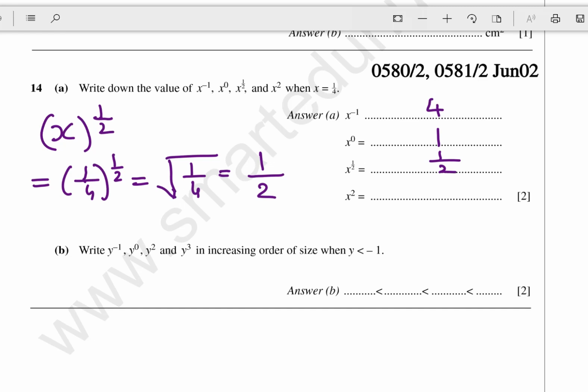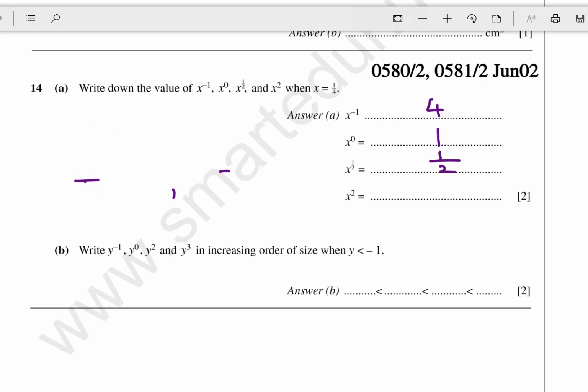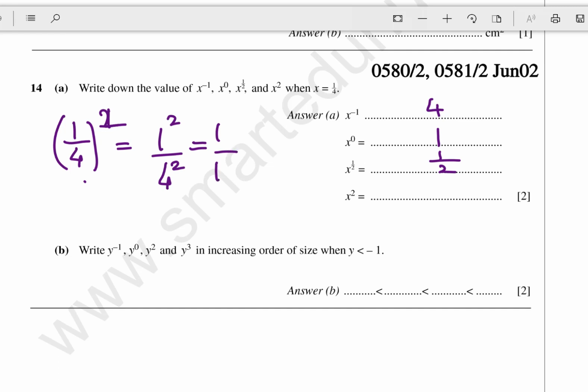Also the last one says x square. Now our x is what ideally? X is 1 upon 4. So x square means 1 upon 4 square, which means 1 square upon 4 square. That's if you're wanting to simplify, if you don't understand that. So 4 square is 16. So this means it is 1 upon 16. So that is how you solve the 14a part of the question.